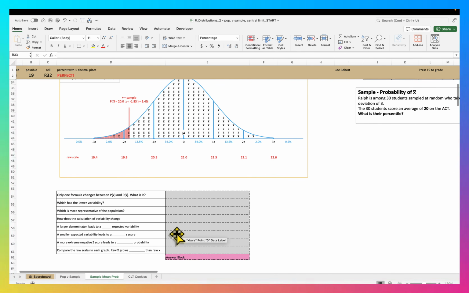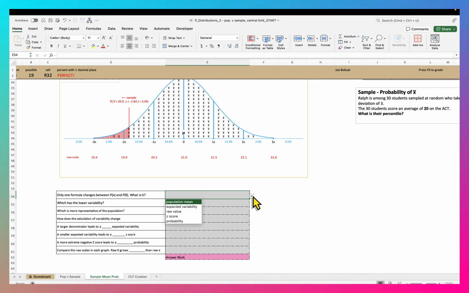All right, so let's answer these questions on here. Only one formula changes between P of x and P of x bar. What is it? It's the expected variability. Which has the lower variability? It's P of x bar. She just said that. Which is more representative of the population? Well, sample average. Much closer to the population average. How does the calculation of variability change?